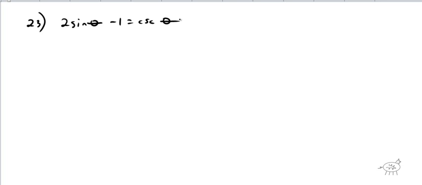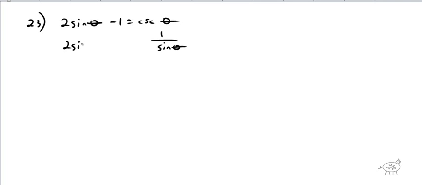First of all, you look at this problem and you're like, well, should I square it? Squaring is not going to do any good because sine and cosecant don't go together. Sine and cosine go together, and cosecant and cotangent go together. So the next thing to notice is that sine and cosecant are reciprocal functions of each other, so I can change this cosecant into 1 over sine of theta.